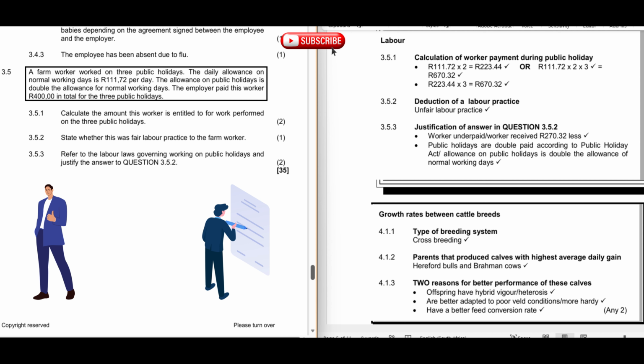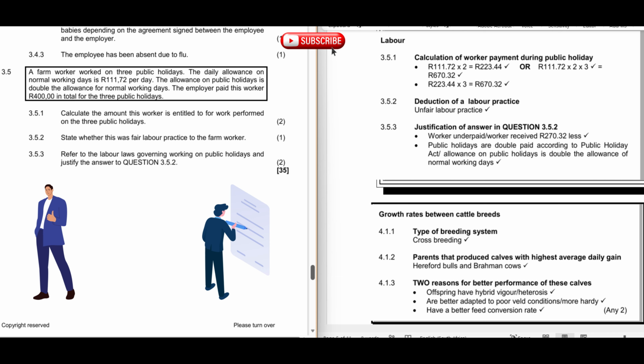We are told that the daily allowance on normal working days is 111.72 rands. And the allowance on public holidays is double the allowance for normal working days. This means that the allowance on public holidays is 2 times 111.72, which gives us 223.44 rands per day. Let's go back to the scenario. The farm worker worked on 3 public holidays, which means the worker is entitled to 3 public holiday pay. So we will say 3 days times 223.44 rands. It gives us 670.32 rands.